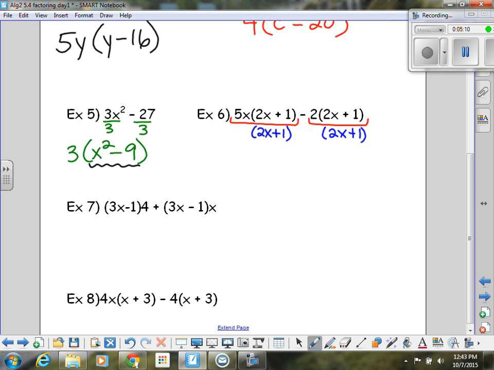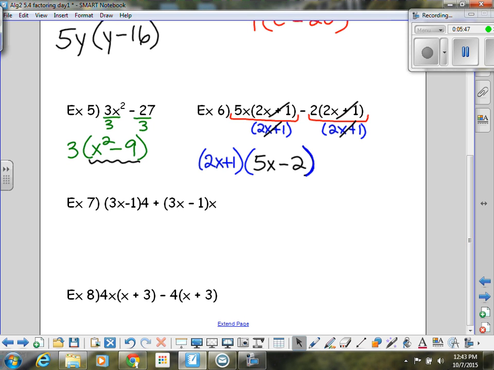So when I'm writing this as a distributive property, 2x plus 1 goes in the front. That's what I'm dividing each of those by. And then what goes inside the parentheses is what's left over when I divide. So when I divide, those cancel, and I'm just left with 5x. And then in the second term, 2x plus 1 cancels in top and bottom, and all I have left is minus 2. So make sure you're okay with that. Pause the video if you need to, or rewatch that.